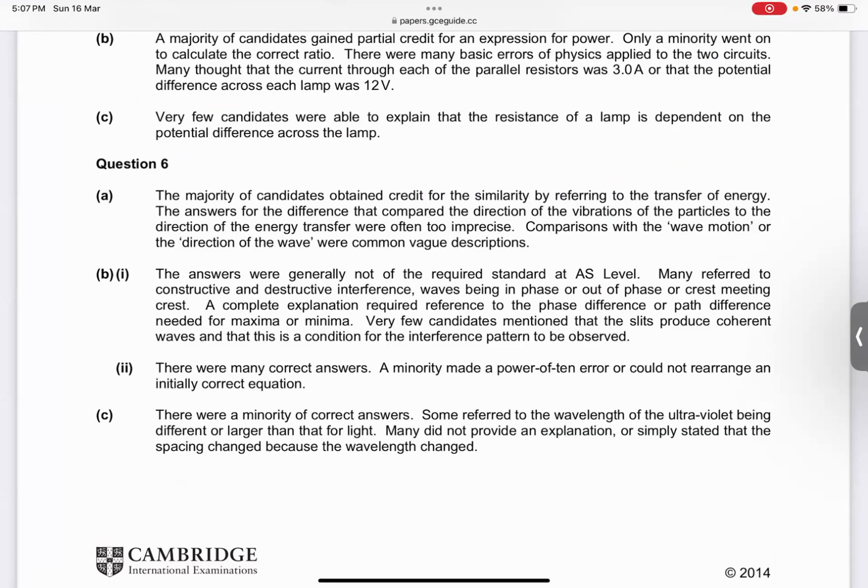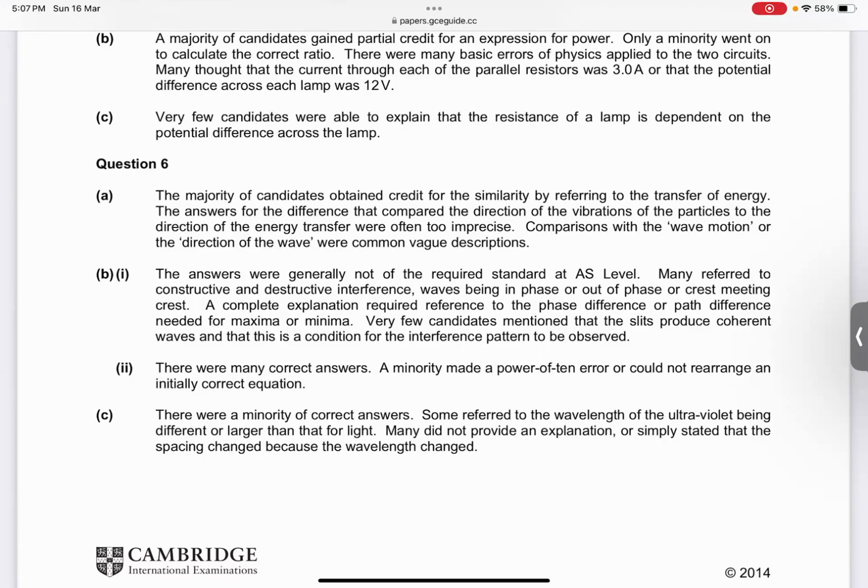The answers, we wrote this too, the answer was generally not of the required standard at the AS level. Many refer to the constructive and destructive interference. So this means you're not allowed to just make the reference of constructive and destructive interference. You rather have to tell them the conditions required for the constructive and destructive interferences, which are the phase differences and the path differences.